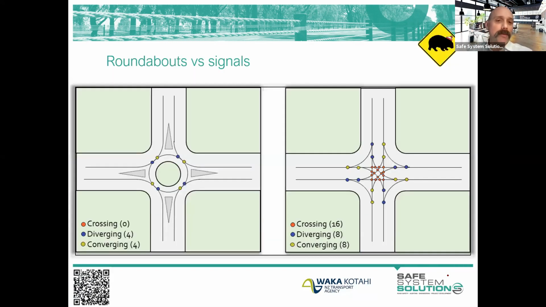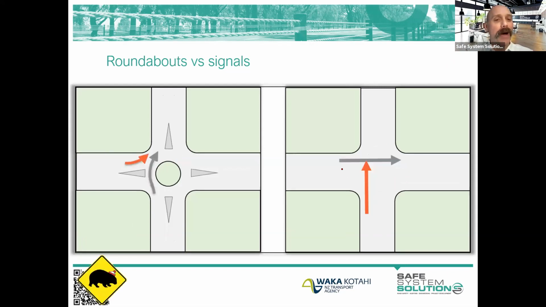We know roundabouts perform better, with fewer conflict points. A conflict point, a dot there, being a point where you can crash. Now, this is just passenger vehicle to passenger vehicle stuff. I haven't included cyclists and pedestrians at this stage. But we know fewer conflict points is a big win. The angle of crash is much more favorable, with energy dissipated out that way rather than the energy really being pushed straight into that vehicle.